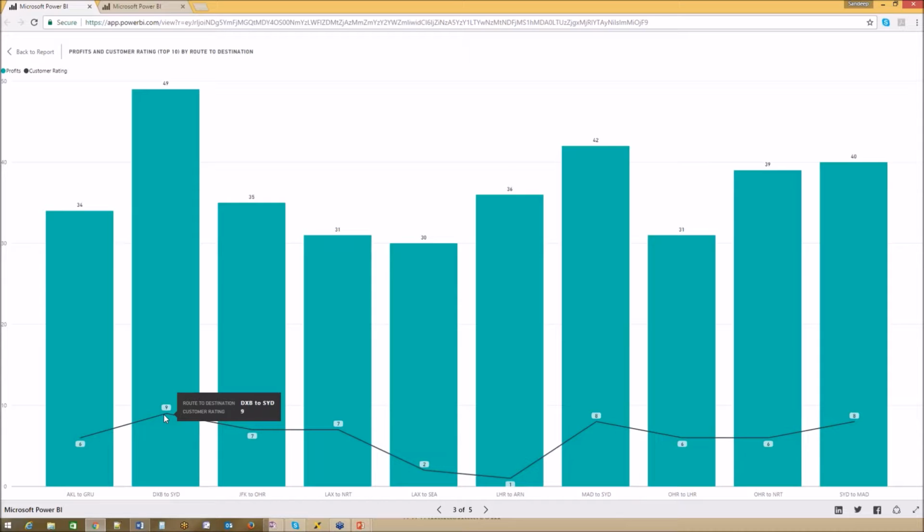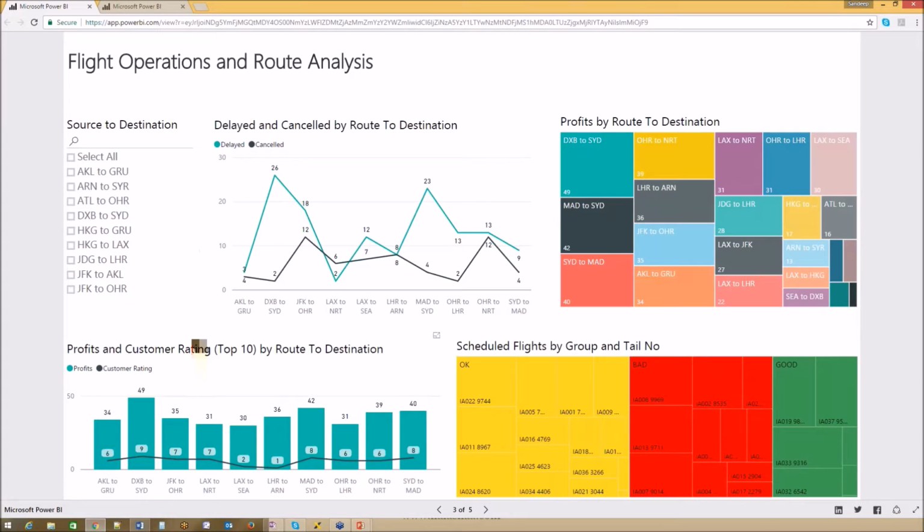So what they can do is keep a constant lookout for these values and see if in our profitable routes the customer rating dips or if there is any issue, they can quickly take a look at it, understand the issue, and then do an analysis and see how we can get the customer rating back up to a considerable or a desirable level.